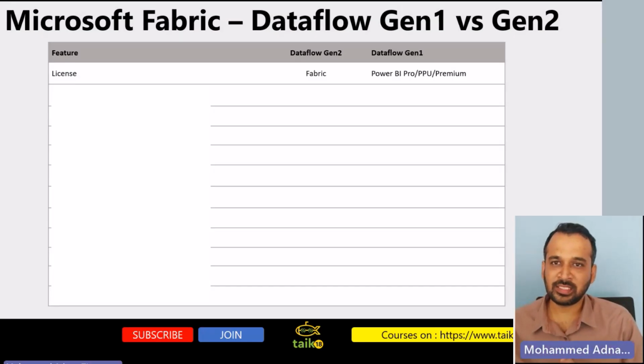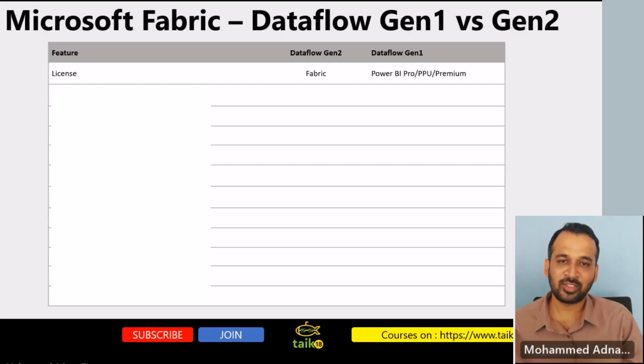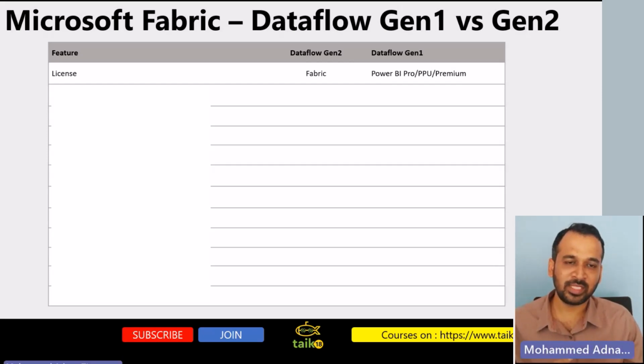So the first thing is, what is the license and which part is it coming in? Dataflow Gen2 is basically for Fabric. Dataflow Gen1, which you are currently using, is applicable for Power BI Pro, PPU, or Premium license. So you need to migrate into Fabric in order to use Dataflow Gen2. There is a lot of functionality out there, so make sure to check out the other things.